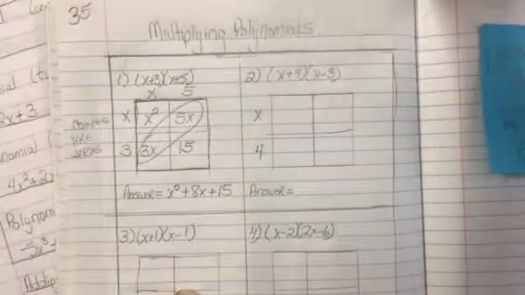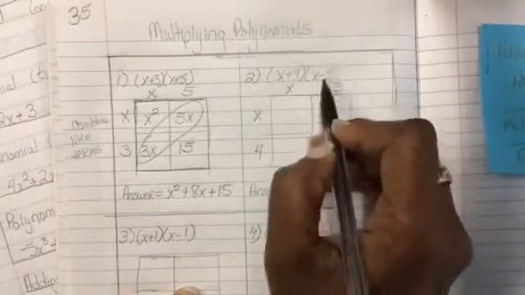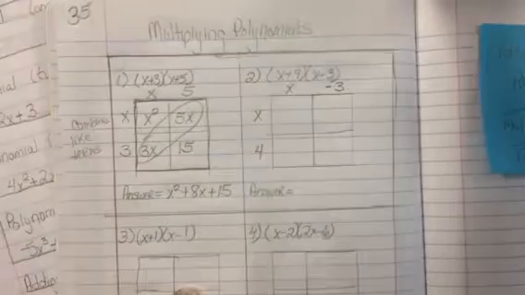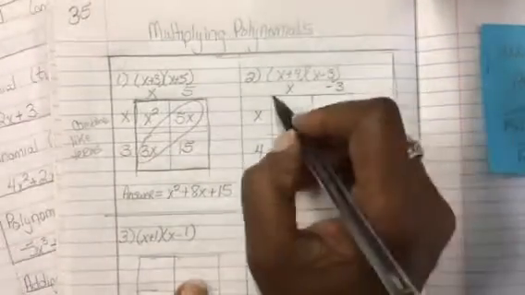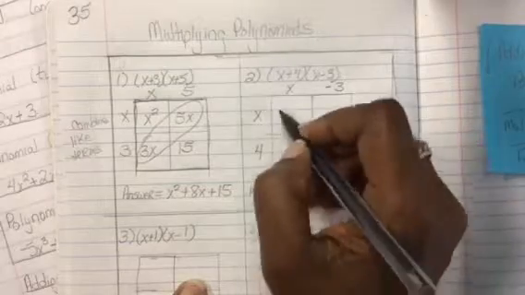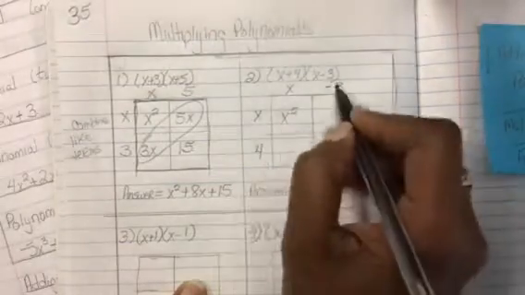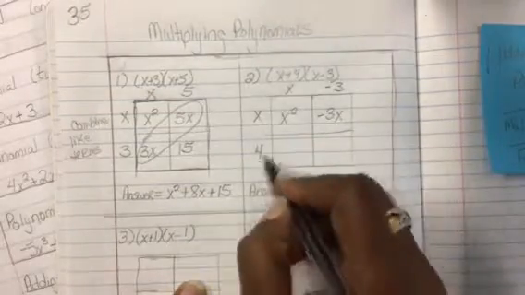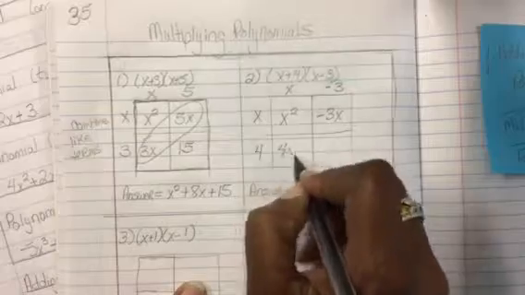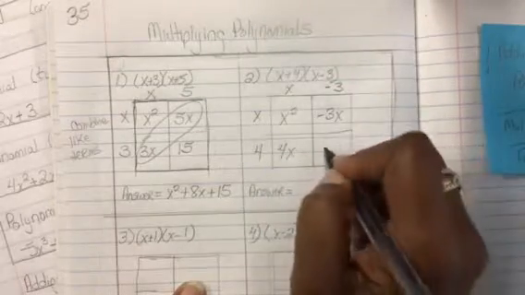For number 2, I'm going to write my x in my positive form, going vertical. My x and my negative 3, because this was a minus 3. Then I'm ready to multiply inside the box. X times x gives me x squared. X times negative 3 gives me negative 3x. 4 times x gives me a positive 4x. 4 times negative 3 gives me a negative 12.